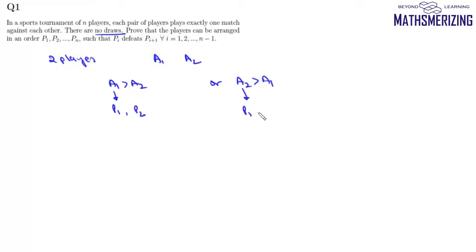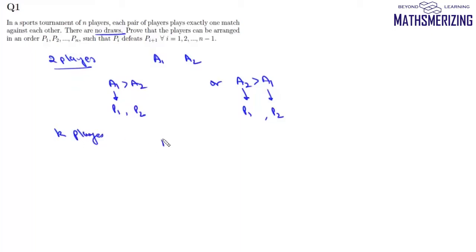So if we take two players, suppose A1 and A2. Since there are no draws, one of them is going to win. So either A1 wins over A2 or A2 wins over A1. In this scenario, we'll choose this as P1 and this as P2. And in this scenario, we'll take this as P1 and this as P2. So for two players, it is possible to arrange them in a way such that P1 defeats P2. Now let us assume it is true for K players.